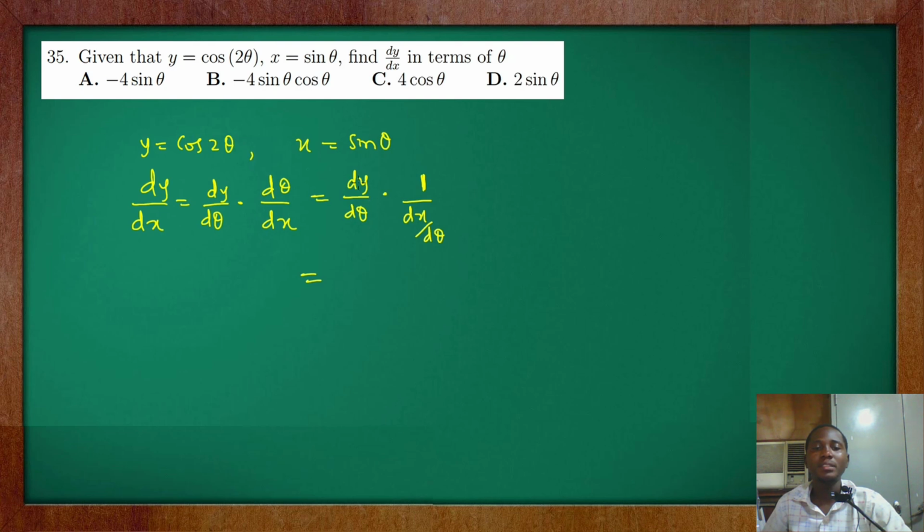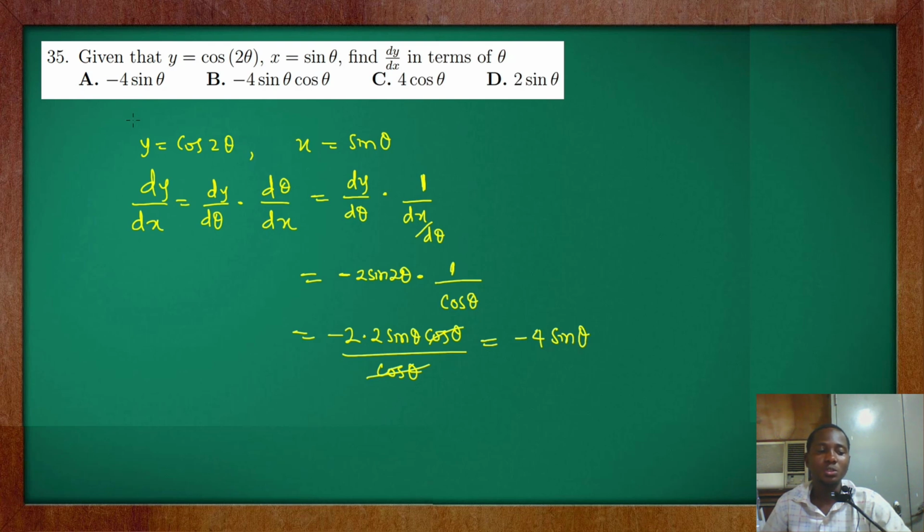Now what is our dy/d theta? If you differentiate y with respect to theta, we are going to have what? Minus 2 sine 2 theta. Then if you differentiate x with respect to theta, we have cos theta. And if you expand sine 2 theta, we are going to have 2 sine theta cos theta, then divided by cos theta. So the cos theta will cancel out. That means I'm going to have minus 4 sine theta. So the correct option to this question is what? Option A.